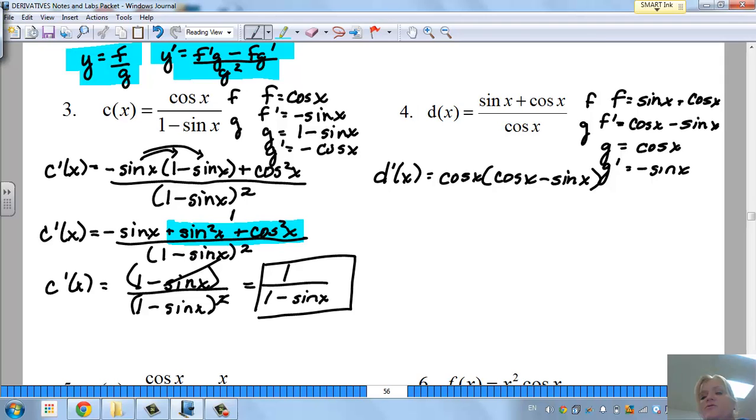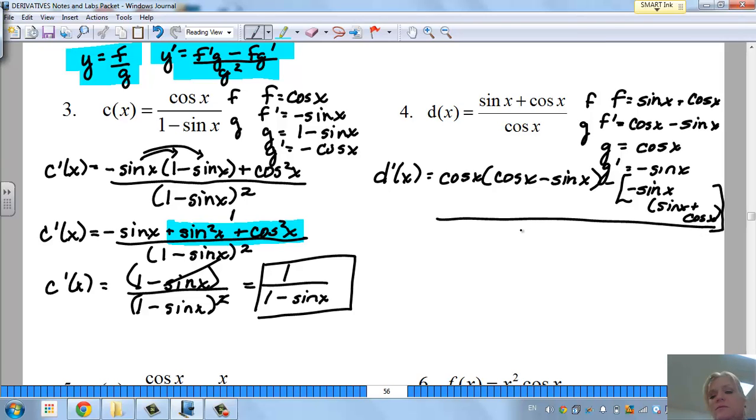And then I'm going to subtract f g prime, but this is already negative here. So I'm going to go really slow here and do minus, and then I'm going to do this. So we'll go fast slowly. Sine x times sine x plus cosine x. Okay, all over g squared.